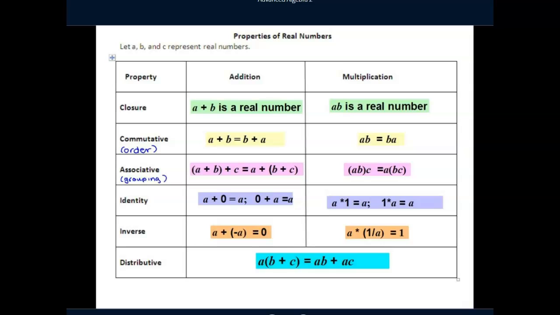The commutative property says that the order with which you add does not matter. So A plus B is equal to B plus A. You can think of the word commute in the word commutative. You commute from home to school, school to home. The distance between the two doesn't change depending on the direction. Same is true for multiplication. A times B equals B times A.